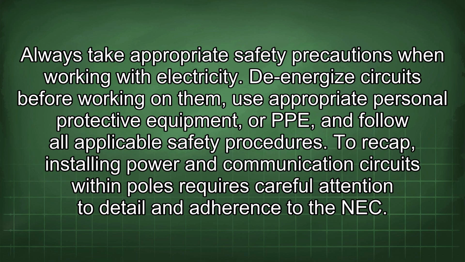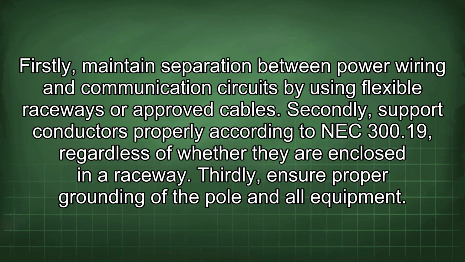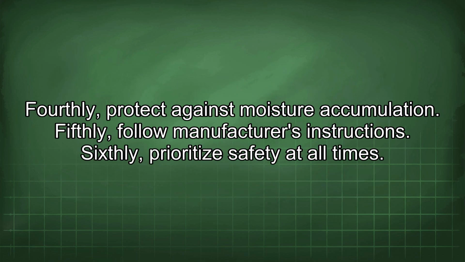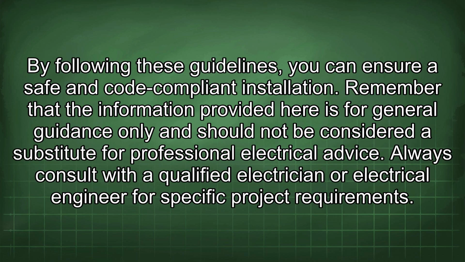To recap, installing power and communication circuits within poles requires careful attention to detail and adherence to the NEC. Firstly, maintain separation between power wiring and communication circuits by using flexible raceways or approved cables. Secondly, support conductors properly according to NEC 300.19 regardless of whether they are enclosed in a raceway. Thirdly, ensure proper grounding of the pole and all equipment. Fourthly, protect against moisture accumulation. Fifthly, follow manufacturer's instructions. Sixthly, prioritize safety at all times. By following these guidelines, you can ensure a safe and code-compliant installation.